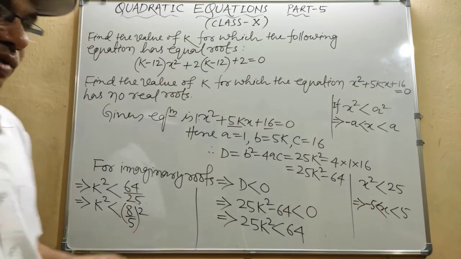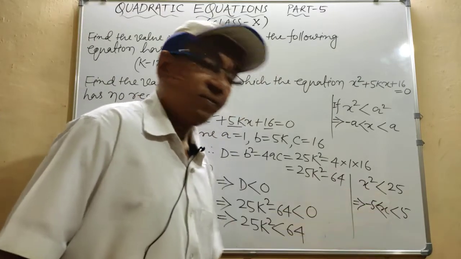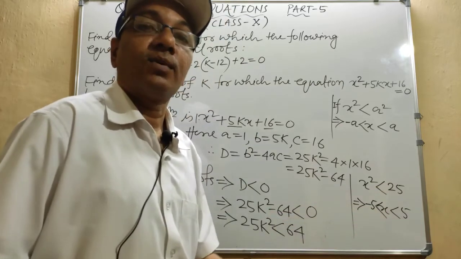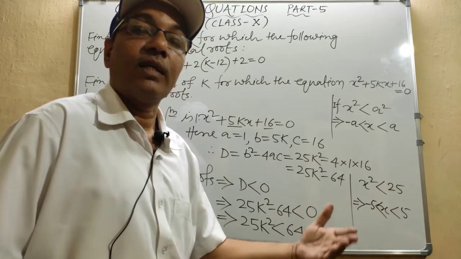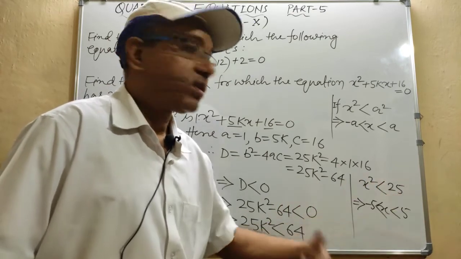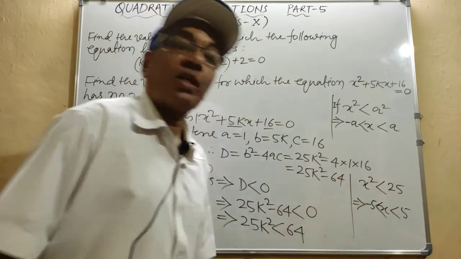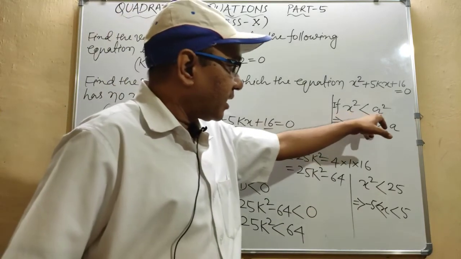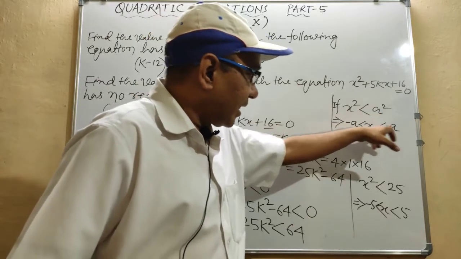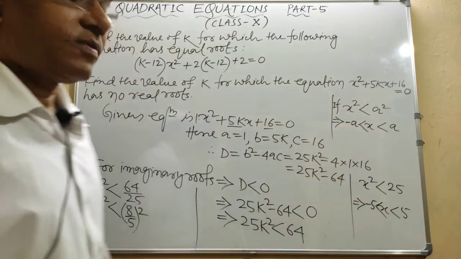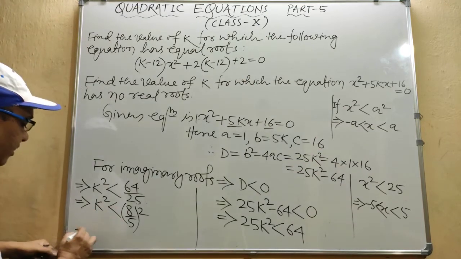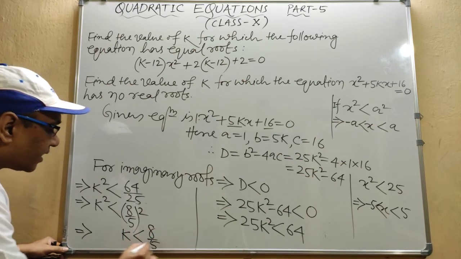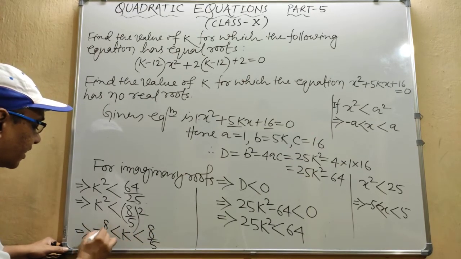x का वैल्यू 5 से छोटा होगा तो उसका स्क्वायर 25 से छोटा होगा, और अगर माइनस 5 से बड़ा होगा, माइनस 5 से बड़ा मतलब जैसे माइनस 4, माइनस 3, माइनस 2, माइनस 1, दीज आर ग्रेटर देन माइनस 5, तो उसका स्क्वायर करेंगे तो 25 से छोटा होगा. ठीक है. तो आपको ये चीज याद रखना है कि if x square is less than a square, then x is less than a and greater than minus a. So same thing will be used here. So here k must be less than 8 by 5 and greater than minus 8 by 5.